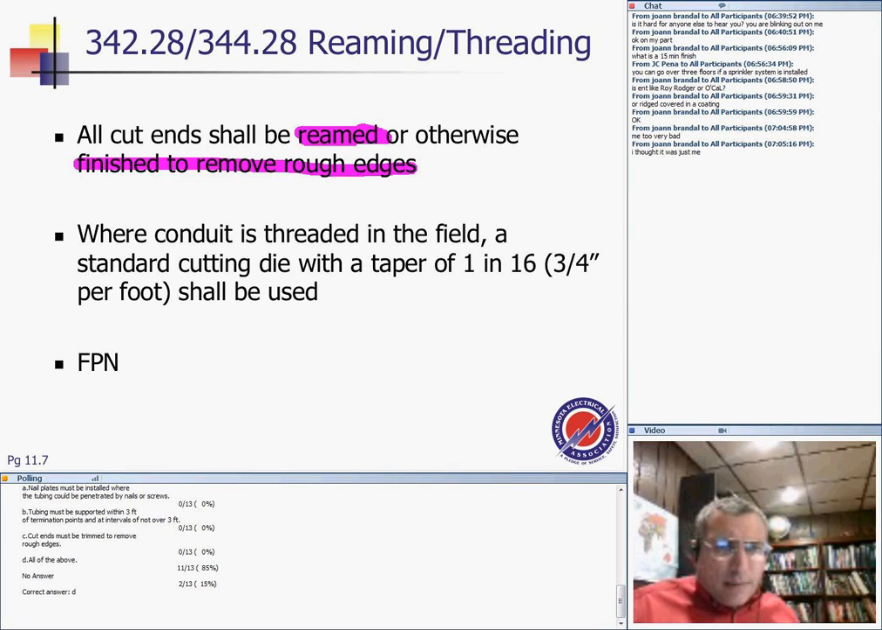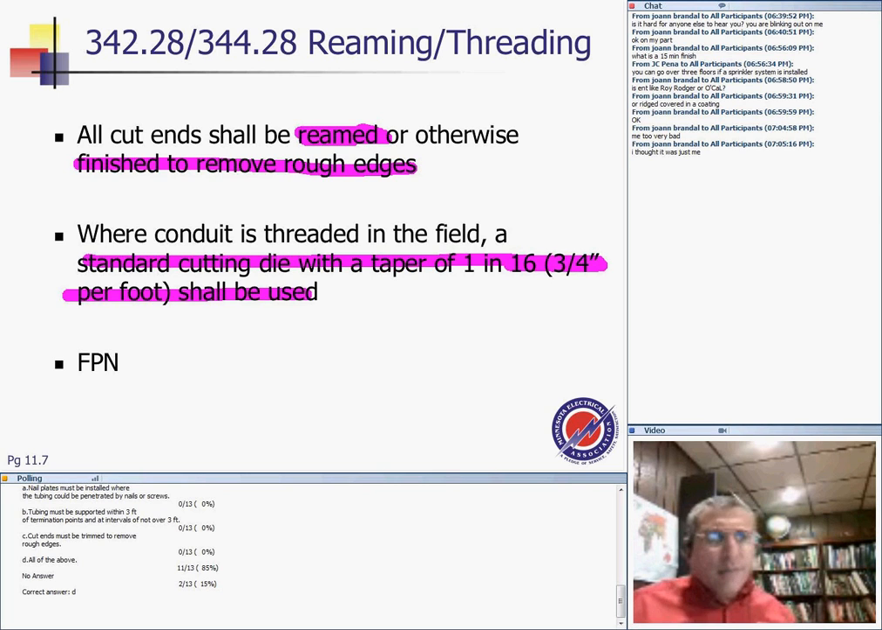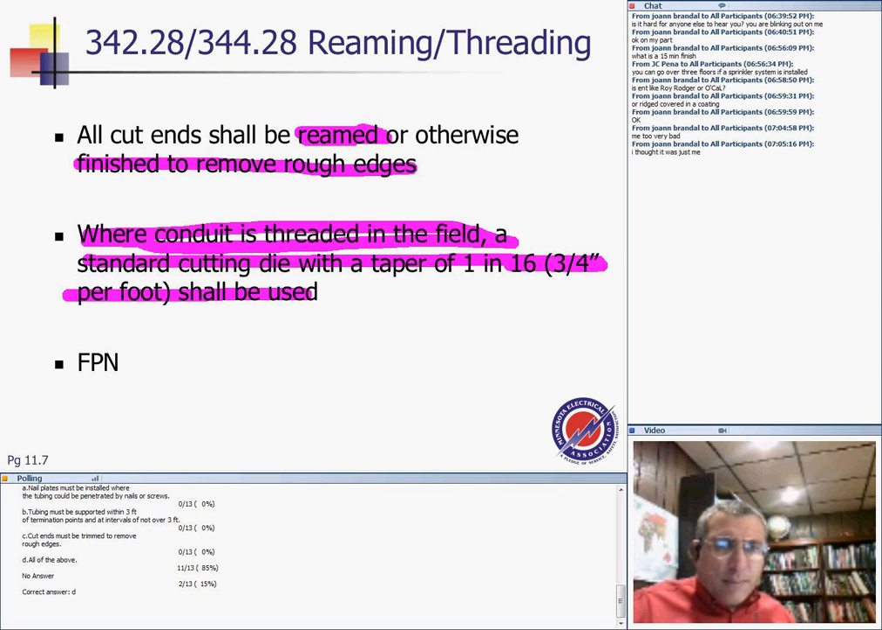In the field, if you're threading in the field, here are the sizes that you have to adhere to, directly from the code. A cutting die with a taper of 3/4 of an inch per foot shall be used. A lot of you thread conduits, and these are restrictions on the type of threads that you can use if you thread it in the field, which we do. Any comments about that? Reaming, threading. These are your conduits of choice when it comes to reaming and threading.